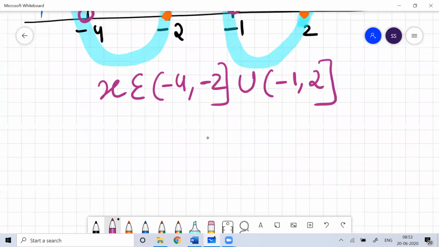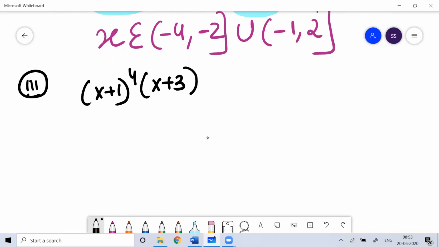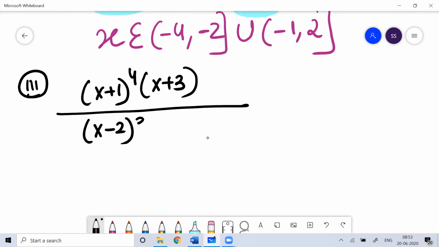Fine. So going ahead, suppose I ask you this question: x plus 1 to the power 4 into x plus 3 divided by x minus 2 to the power 3 into x square plus 1, greater than or equal to 0.